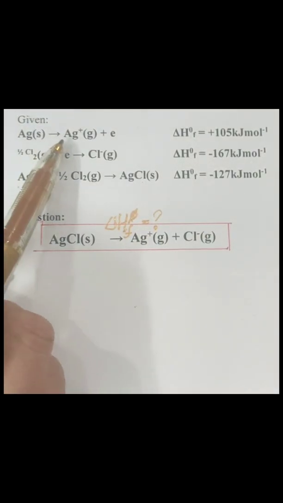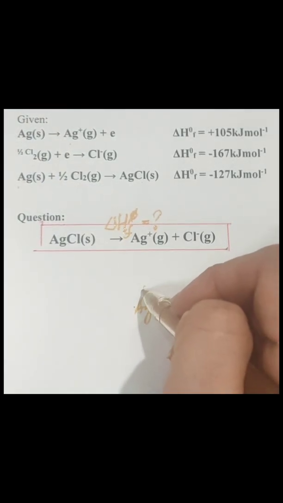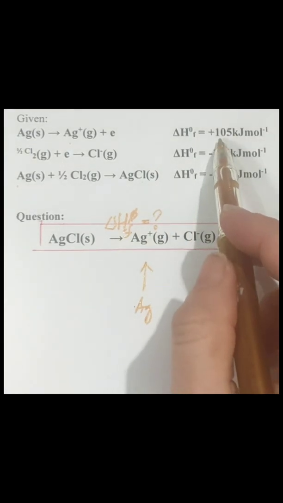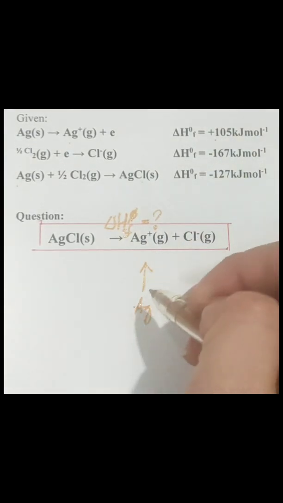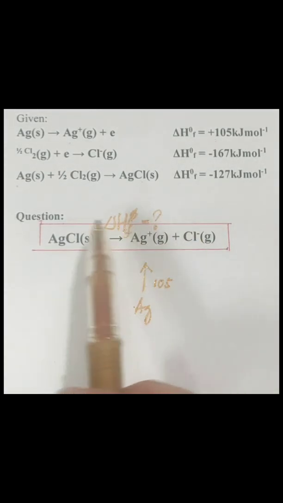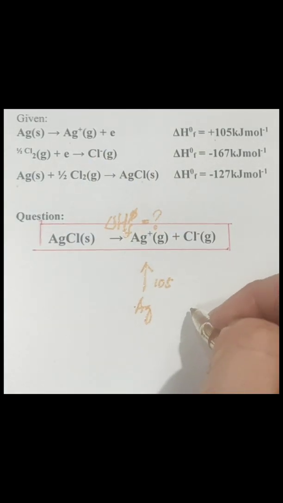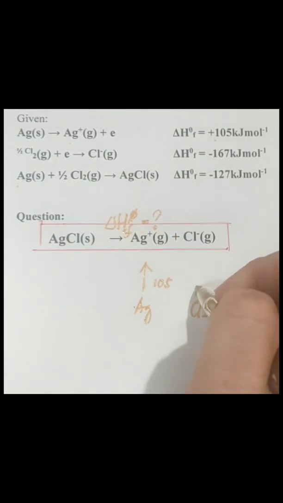For silver, go to silver ion. We need 105 kJ per mole. From chlorine, go to chloride ion.